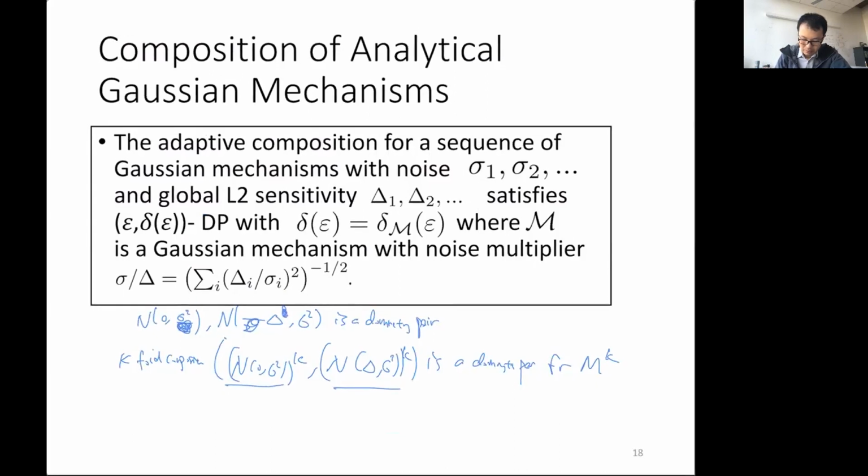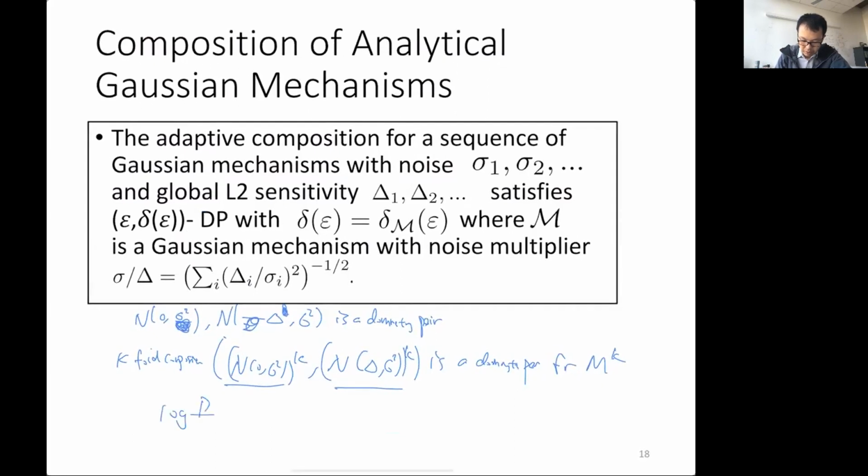that the privacy loss random variable, log of P over Q with the output drawn from P, is just equal to the summation of the individual privacy loss random variables of each mechanism, coming from the P, Q pair, right? And then clearly, because this is identically distributed, it is identically distributed to the privacy loss random variable of a single Gaussian mechanism.